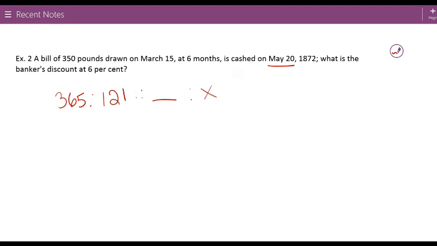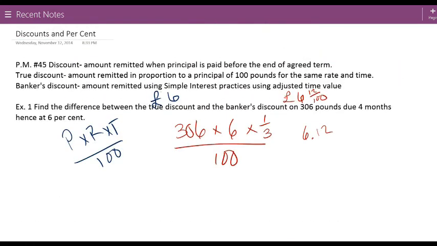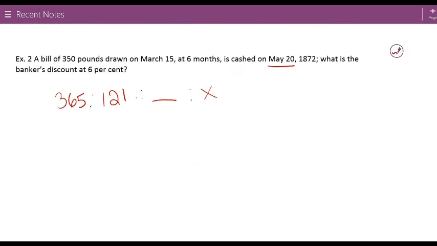Okay, so again, we're just going to be setting it up with our principal times rate times time over 100. So we have 350 times 6% times 1 over 100. And when you work all that out, that ends up being 21.